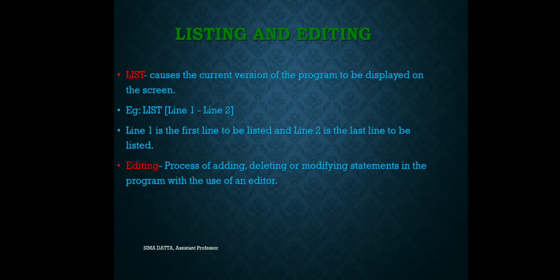Now listing and editing a basic program. Listing actually causes the current version of the program to be displayed on the screen. Suppose you have written a basic program that starts from line number 10 and ends at line number 50. Now you want to list a few line numbers, suppose 10 to 30. So what will you write? LIST 10-30. That means line numbers 10 to 30 will be displayed.